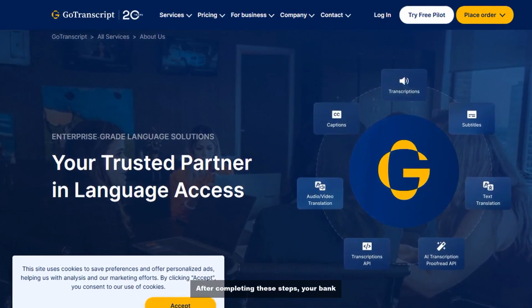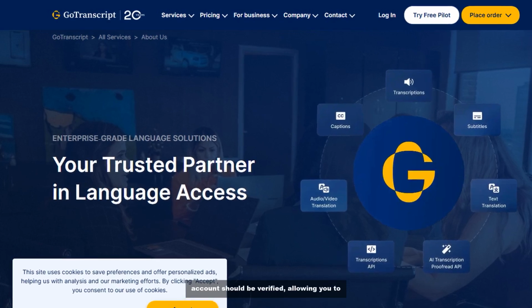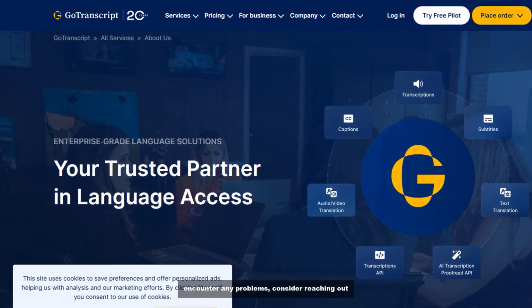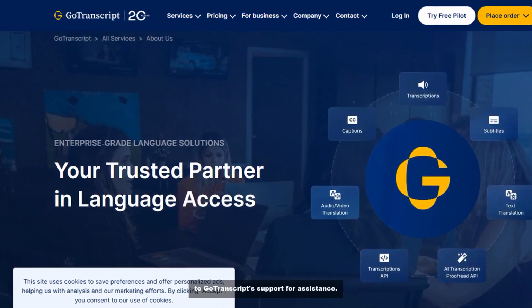After completing these steps, your bank account should be verified, allowing you to receive payments without any issues. If you encounter any problems, consider reaching out to GoTranscript support for assistance.